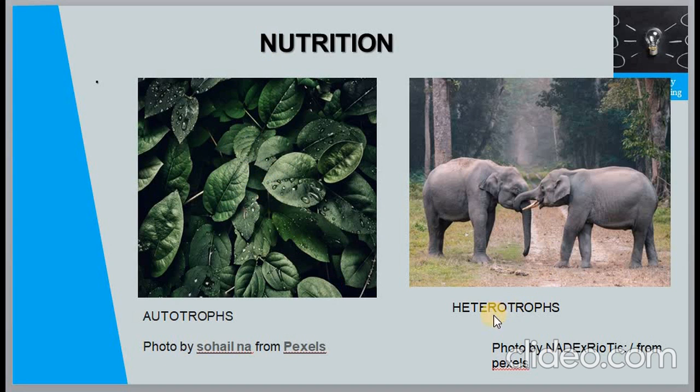And next we have heterotrophs. What are heterotrophs? These organisms cannot prepare their own food. They depend on plants and other organisms for their food. Hence they are known as heterotrophs. All organisms except for plants and a few cyanobacteria are heterotrophs because they cannot prepare their own food.